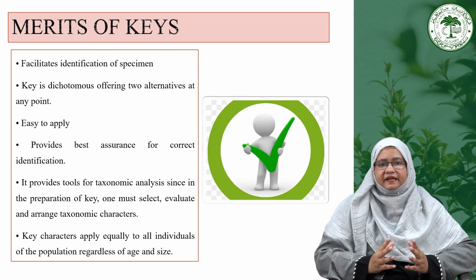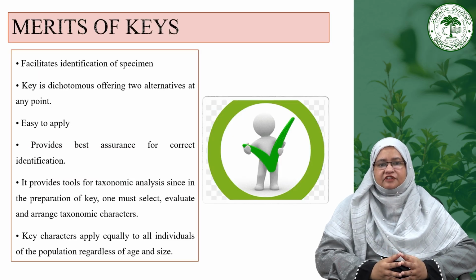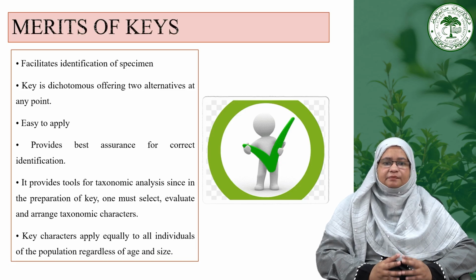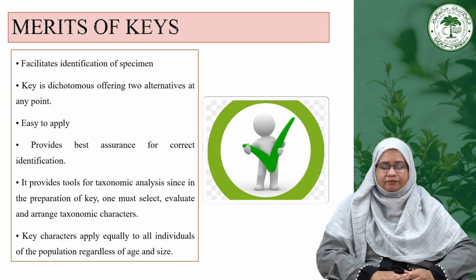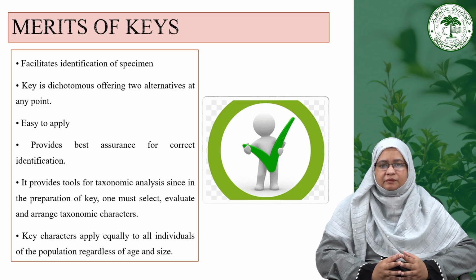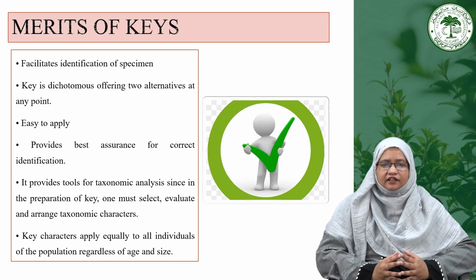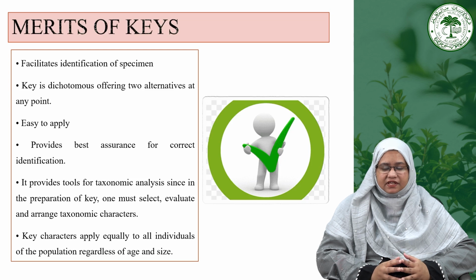Then there are some merits of these keys that facilitate the identification of a specimen. Keys are dichotomous, offering two alternatives at any point, easy to apply, and provide the best assurance for correct identification. They provide a tool for taxonomic analysis, since in the preparation of a key, one must select, evaluate and arrange taxonomic characters. And the key characters usually apply to all the individuals of the population regardless of age and size.